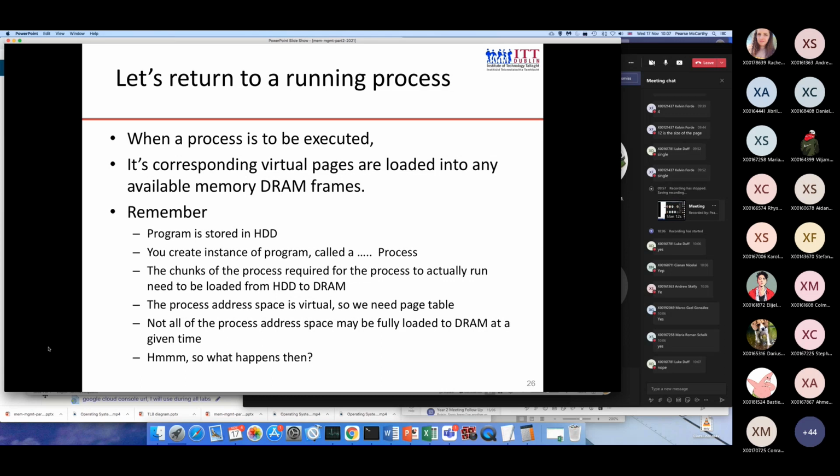Right, running process. When a process needs to be executed, its corresponding virtual pages are loaded into DRAM. I think we know that at this stage, thank God. Remember, your program is stored in hard disk or SSD. You create an instance called a process, and the chunks of the process required for it to actually run must be loaded from disk to DRAM. The process address space is virtual, so we need a page table. Not all of the process address space will be fully loaded to DRAM at any given time. Hopefully at this stage you know what I mean.